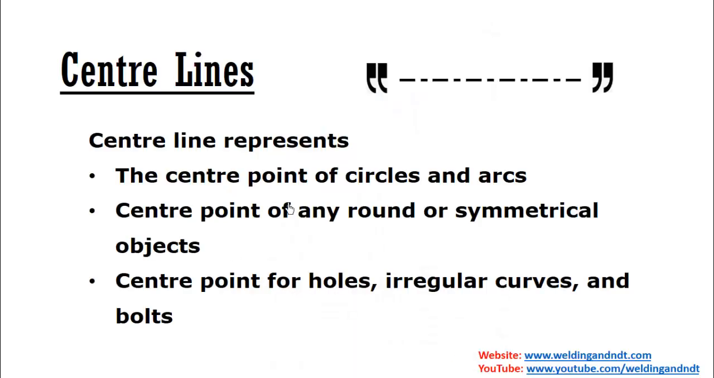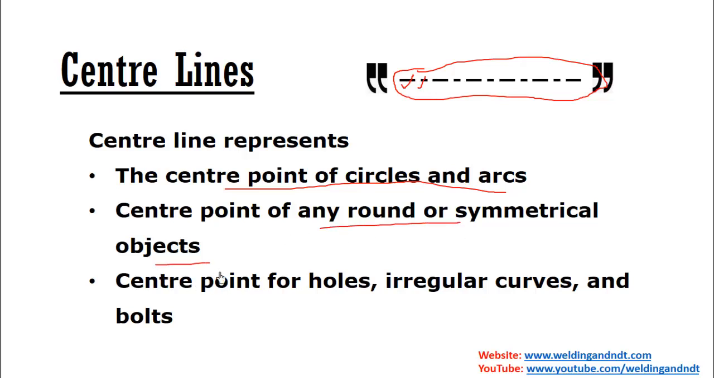Now center lines. In a center line, dash lines are used: one big dash line, then one small. Big and small lines are used for showing the center. So a center line represents the center point of a circle and arc. It also represents the center point of any round or symmetrical object. It also shows the center point of holes or any irregular curves and bolts. So it shows the center of almost everything.